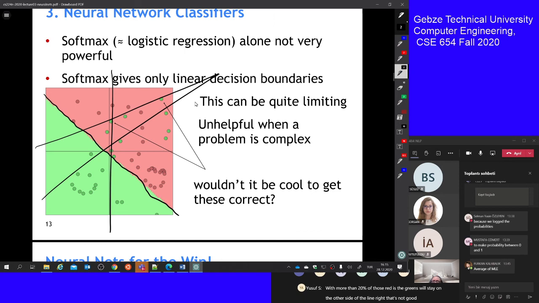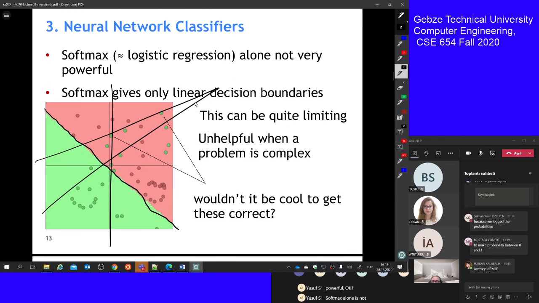We don't like it. So here what I am trying to say is that this Softmax classifier, logistic regression classifier, cannot solve all of our problems. We need something more powerful. Okay, Softmax alone is not very powerful. It only gives linear decision boundaries. We need better than that.